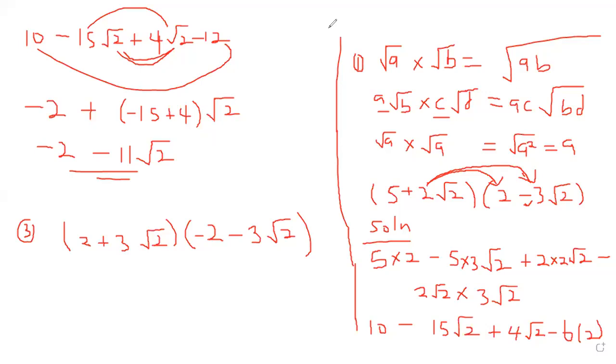What I did is I brought a negative 12 here. Just a rearrangement. 10 minus 12 and minus 15 root 2 plus 4 root 2. Okay. So 10 minus 12 will be minus 2. Then I take the square root 2 out. I get negative 15 plus 4.